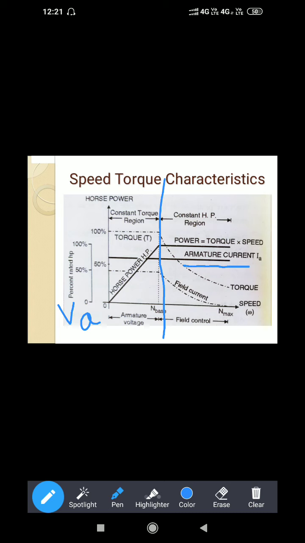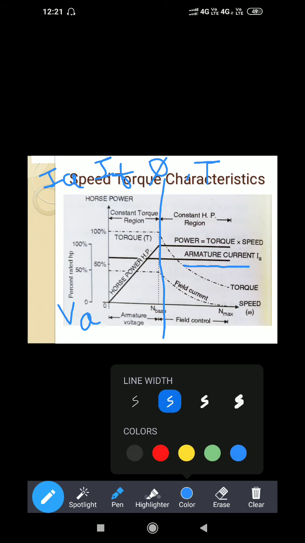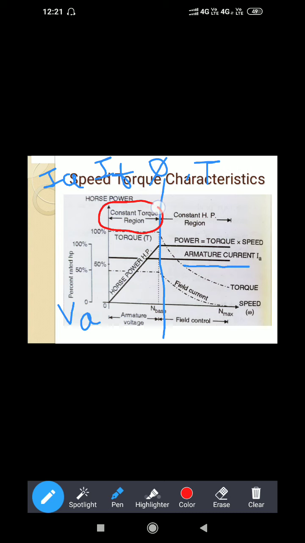So constant quantities below rated speed are armature current IA, field current IF, and field flux, and because of this armature current and field flux, your torque also remains constant. So this left hand part is also known as the constant torque region, right? Because here armature current and field flux are all constant, so your torque will also remain constant.